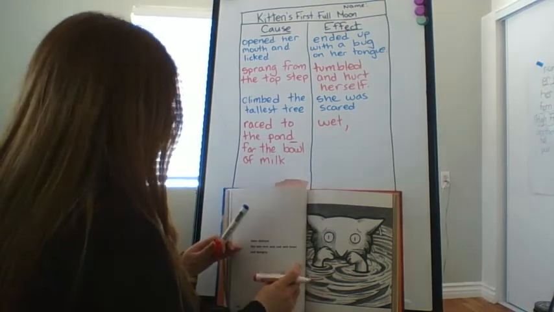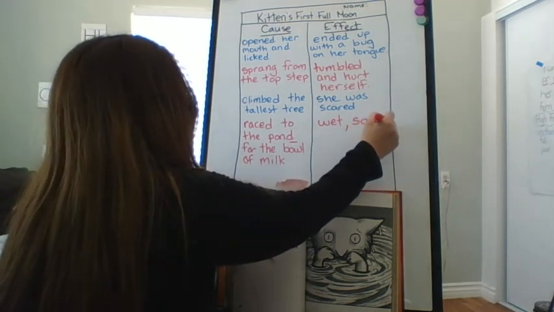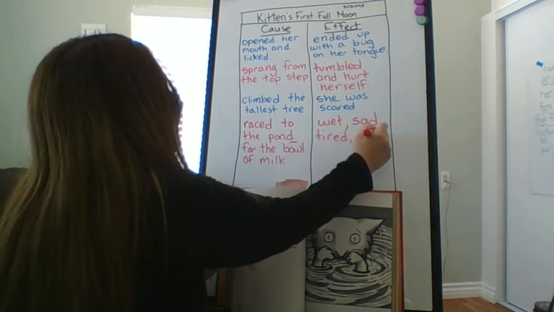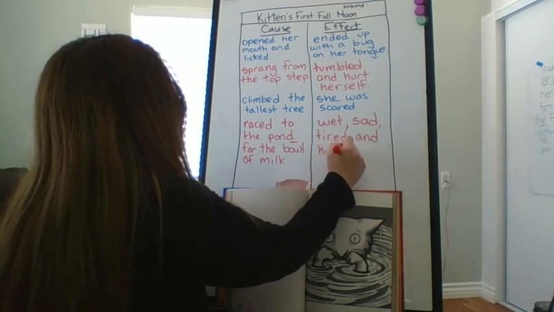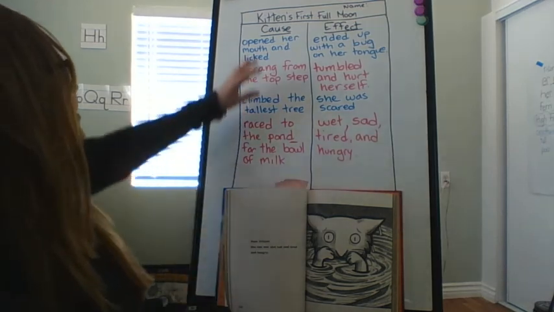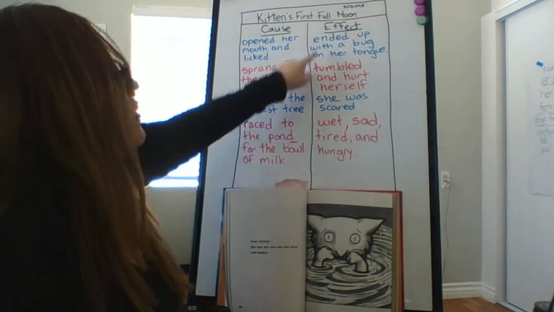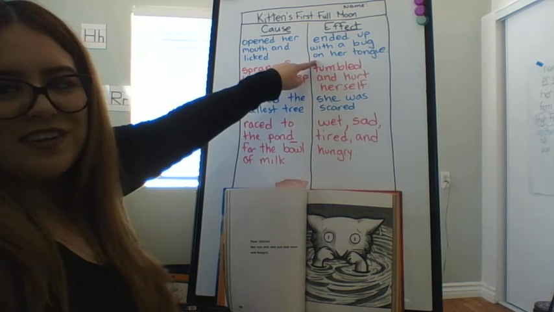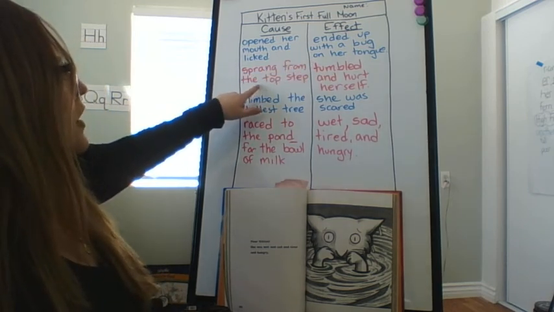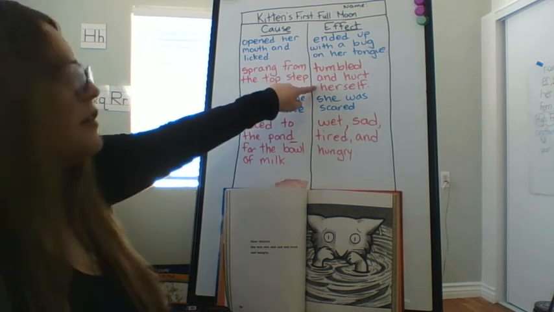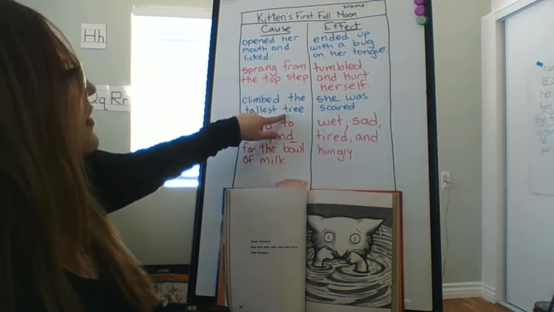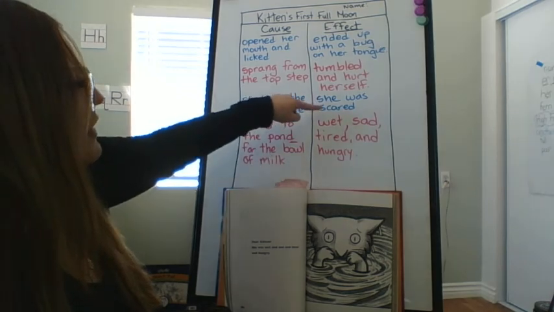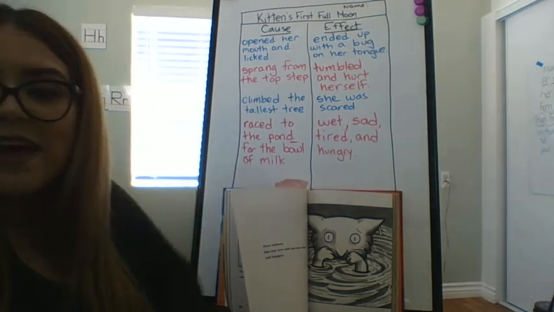What else does it say? She was wet, sad, tired, and hungry. So these are all causes and these are all effects. So she opened her mouth to lick and she ended up with a bug in her tongue. That was the effect. She sprang from the top step, that was the cause. And because of this, she tumbled and hurt herself. She climbed the tallest tree is the cause. And because of this, now she was scared. And she raced to the pond for the bowl of milk, but because she did this, the effect is that now she was wet, sad, tired, and hungry.